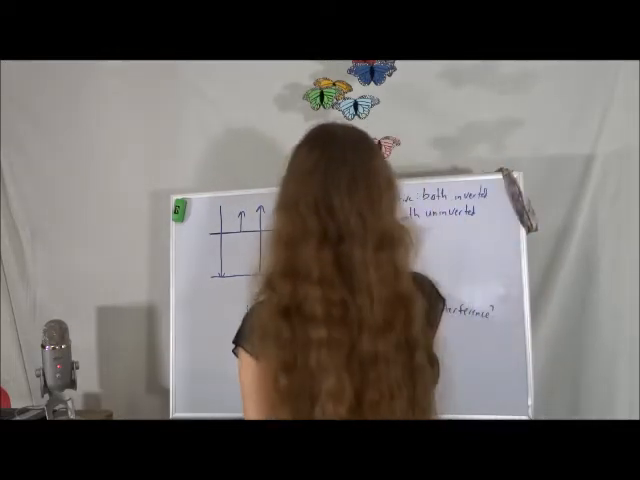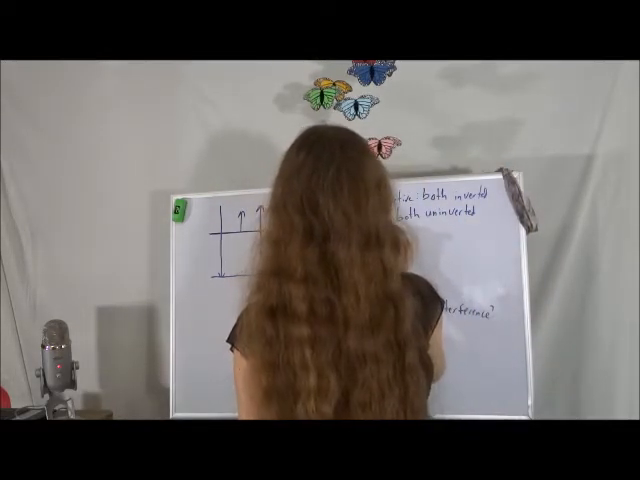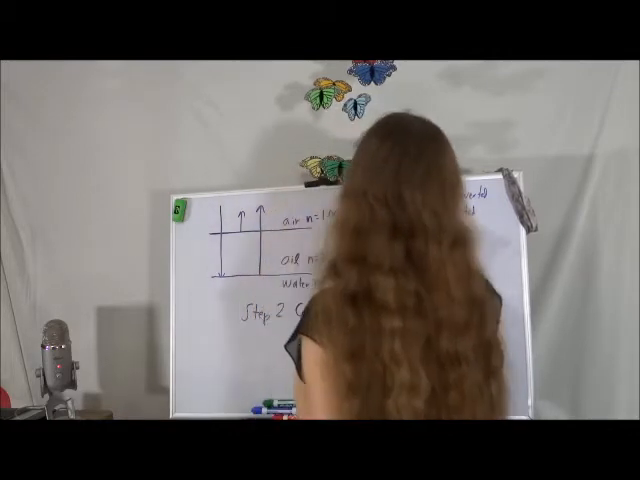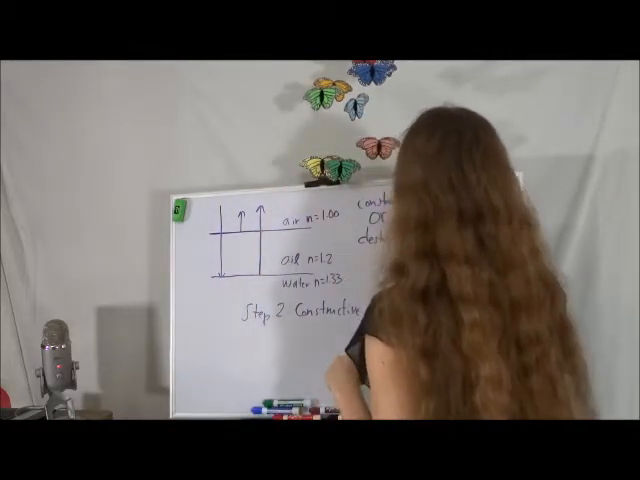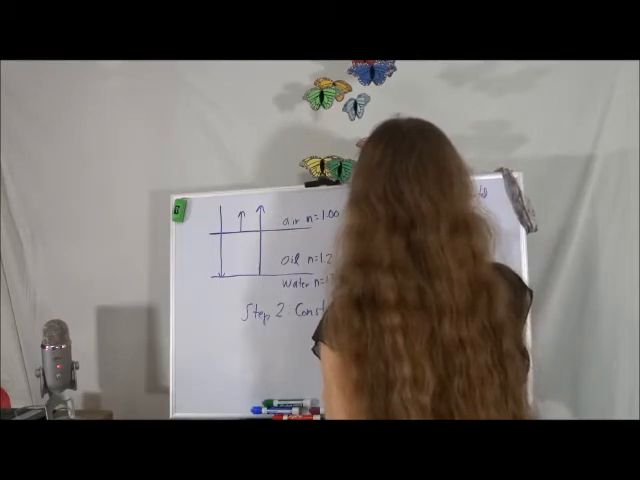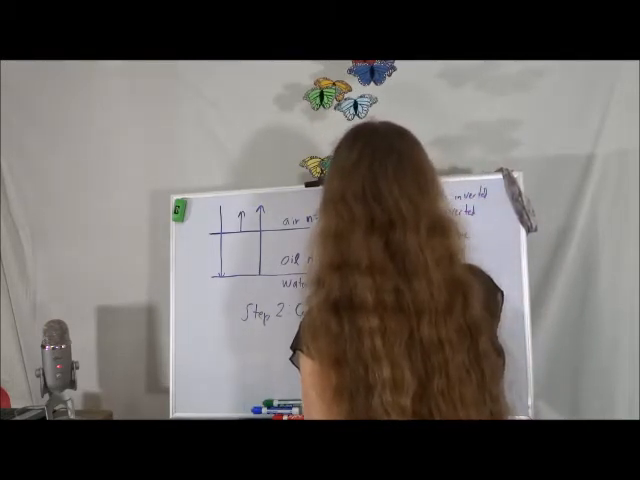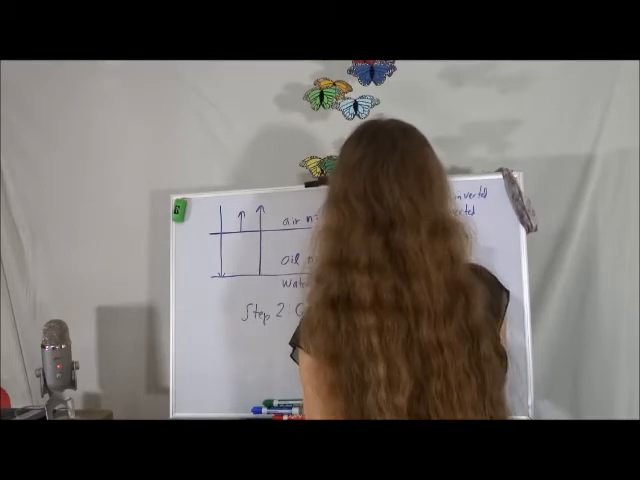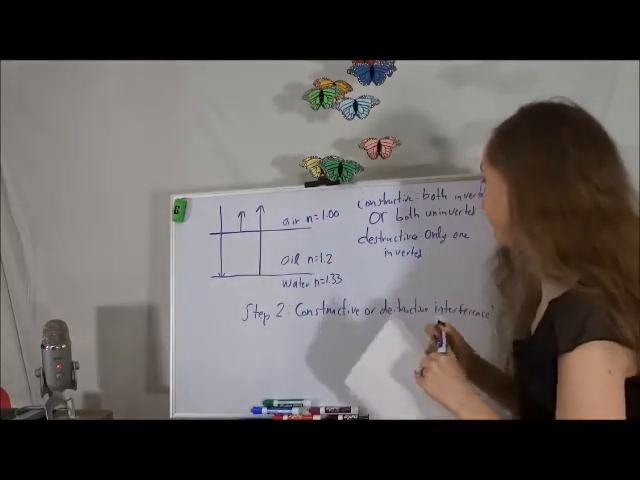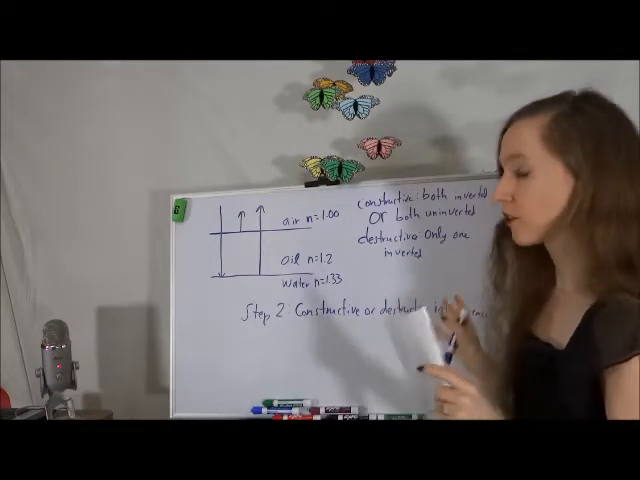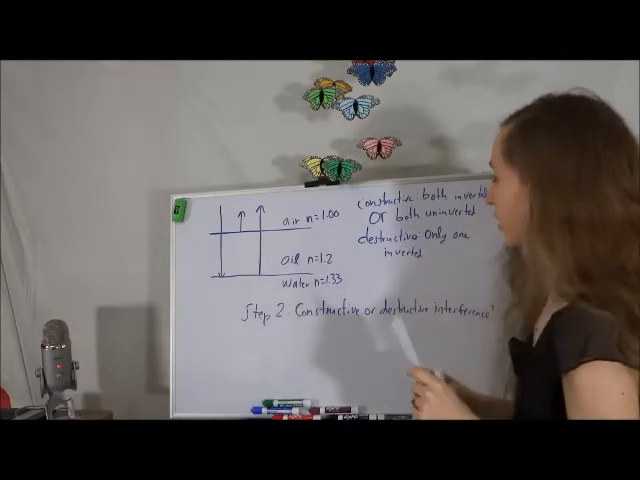And then for destructive, you have only one that's inverted. So the other has to be uninverted. That's our second step. Now step 3 is where things start getting a little bit tricky.